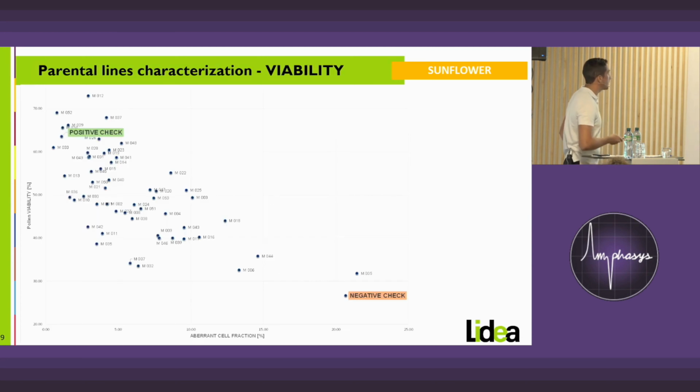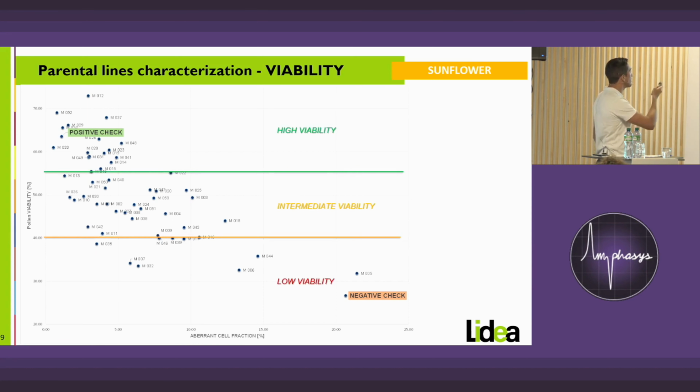These are the results for viability. In the y-axis you have the pollen viability rate. In the x-axis you have the aberrant cells fraction. And the dots, the points, are the males we tested. It could be males from production, it could be males from research. And we have some positive and negative checks. They are chosen because of their results in the production field. So the negative checks do not fecundate the female.